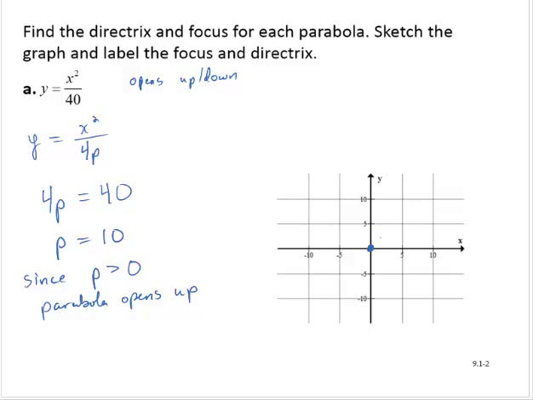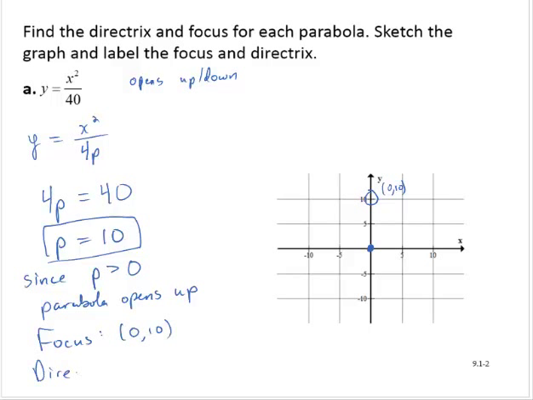Now the focus is 10 units. Since p is 10, the focus is 10 units above the vertex. We often use an open point to represent the focus. And so we have the focus at 0, 10.